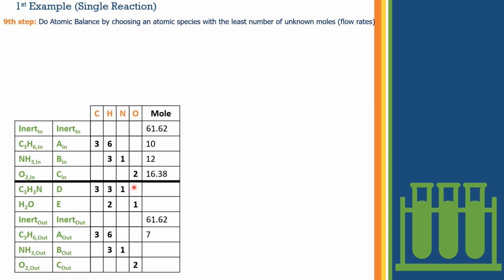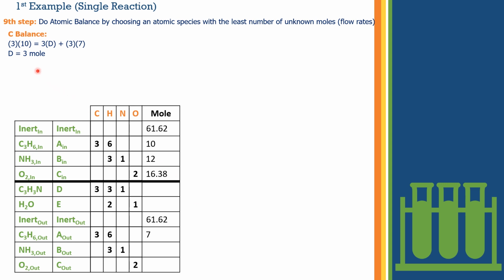But for example, if we start with oxygen, here we know, but here we don't know, and here we don't know. So there are 2 unknowns on the oxygen balance, so we don't start with it. And nitrogen, here we know, here we don't know, here we don't know. So also we will not start with the nitrogen. For the hydrogen, here it is known, here it is unknown, here also it is unknown. So we don't have any other choice other than start with the carbon balance.